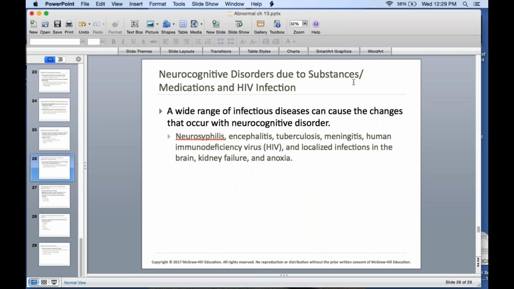We have neurocognitive disorders due to substance, medications, and HIV infection. A wide range of infectious diseases can cause these changes, whether that is neurosyphilis, encephalitis, tuberculosis, meningitis, HIV, localized infections, kidney failure, anoxia. Oh my gosh, there's so many things. I did tell you that there's whole classes on these things, right? It's a lot of information to learn. It's a lot to know about, and each affects everything slightly differently.